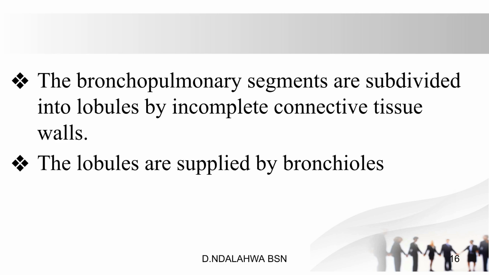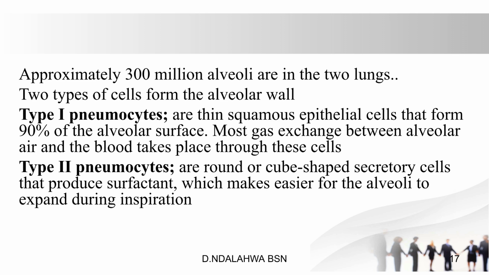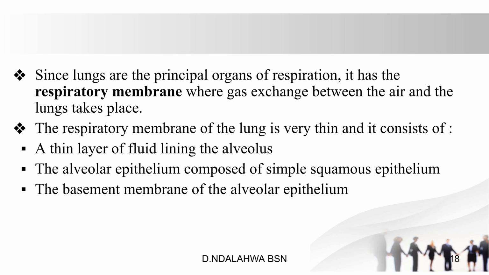Bronchopulmonary segments are further subdivided into lobules by incomplete connective tissue walls. These lobules are supplied by bronchioles. The 2 lungs contain approximately 300 million alveoli. The alveolar wall is formed by type 1 pneumocytes for gas exchange and type 2 pneumocytes which produce surfactant, aiding in alveolar expansion. The respiratory membrane, where gas exchange occurs, is very thin.